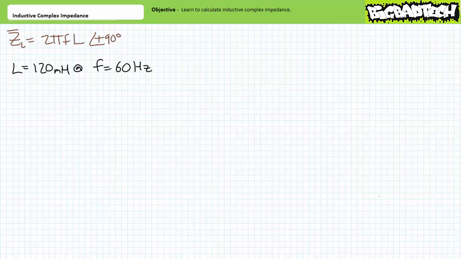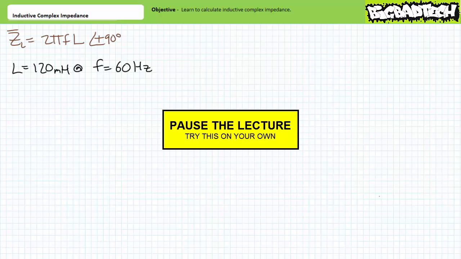As an illustrated example of application of the inductive impedance formula, consider a 120 millihenry inductor subjected to sinusoidal AC with a frequency of 60 Hz. Let's calculate the complex impedance of this inductor, expressing our final answer using polar format. By all means, follow along and see if you obtain the same value as I do. By the way, this isn't a polite suggestion. Pause the lecture and try this on your own. If you're tracking, you should have obtained the following result.